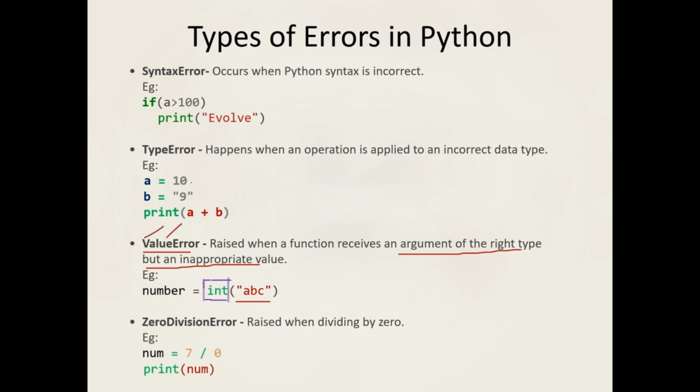Moving to zero division error. From the name itself we can tell it is raised when we divide by 0. As you can see in this example also, we are dividing 7 by 0. So when we run this program, we get zero division error. Now that we have seen some common error types, let's explore a few more specific ones, especially those related to mathematical and index based operations.